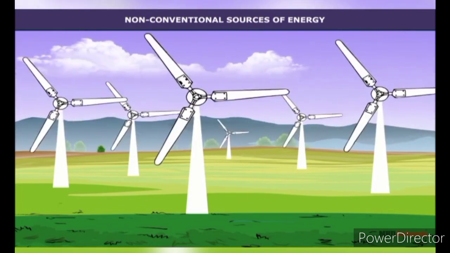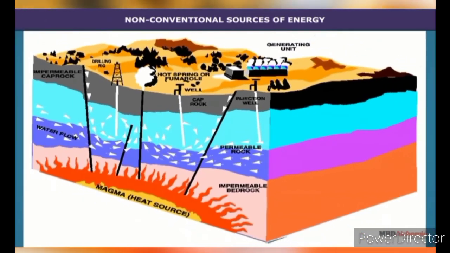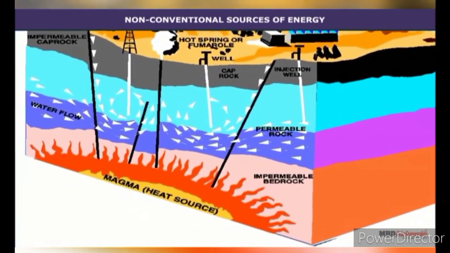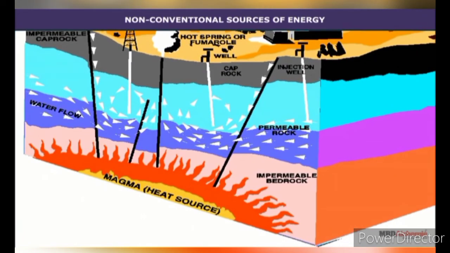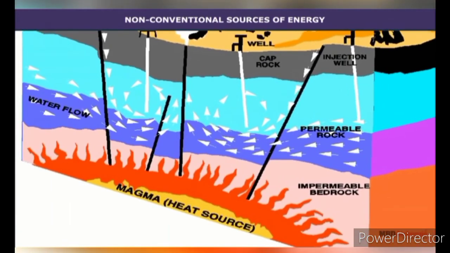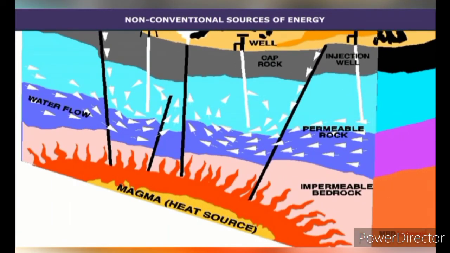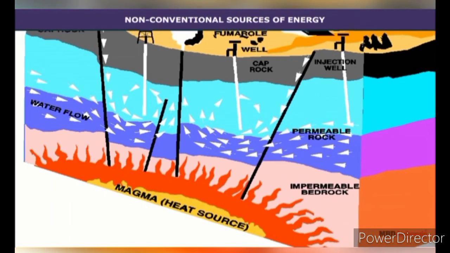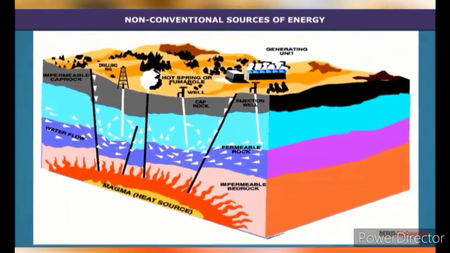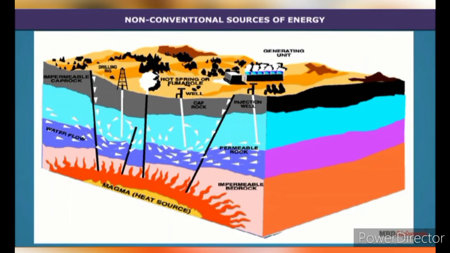Some important sources are geothermal. There is a vast reservoir of heat energy in the interior of the earth. The Earth's temperature rises by 1 degree Celsius for every 32 meters descent. Various technologies have been developed for using this potential source of energy.